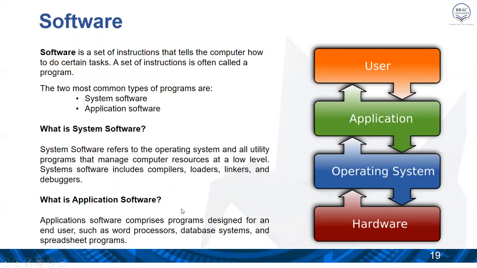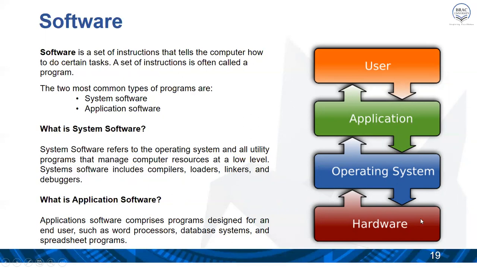What is application software? Application software comprises programs designed for an end user. That means the application software is designed and created by the user, and it instructs the computer how to solve a real life problem. Examples of application software are word processors, database systems, spreadsheet programs, and so on.